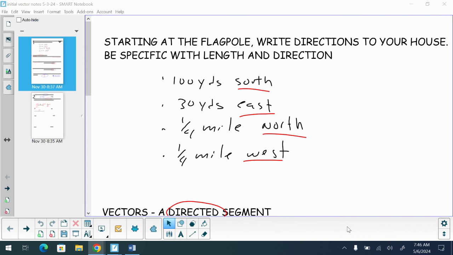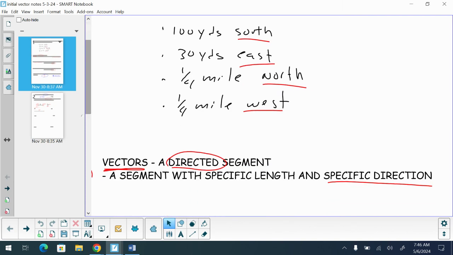On Friday, we started talking about the idea of vectors. When we're talking about vectors, we're talking about directed segments. Segments are parts of lines. When you have a segment, you have two endpoints, a starting point and an ending point, and a line in between, and you have a specific direction that you're going to be going.